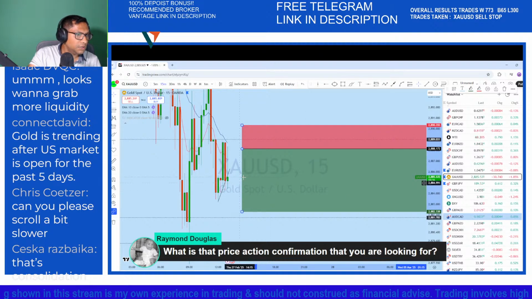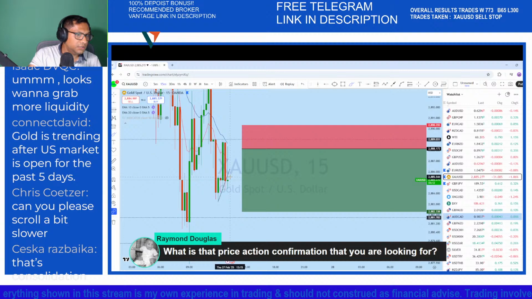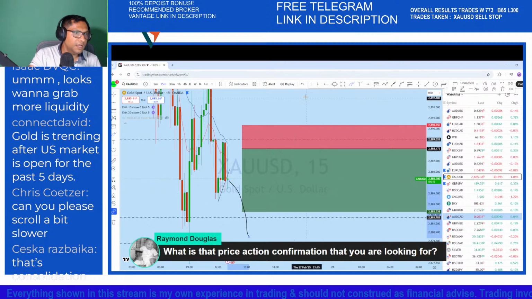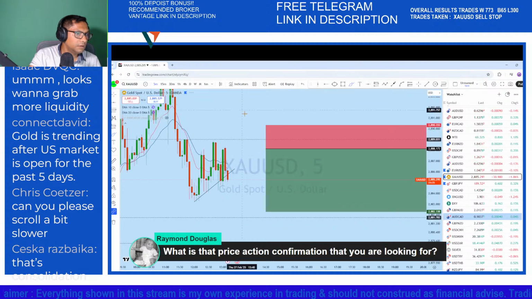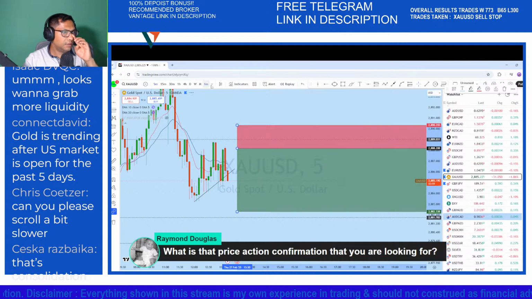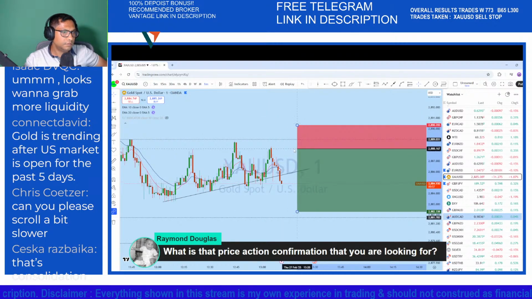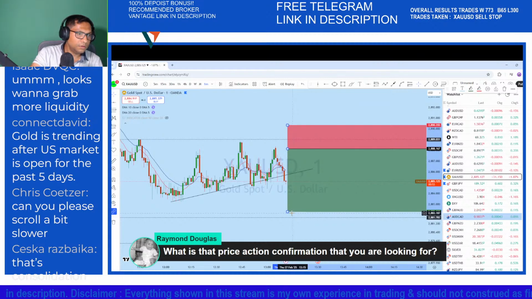So it was just getting a rejection from here, and I think it may break this support here. You can see some kind of rejection from the top, which is good to see. It's coming down from the support.